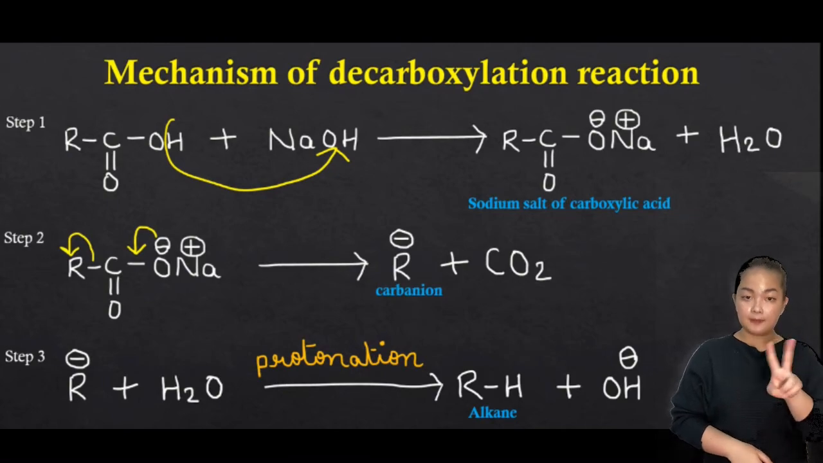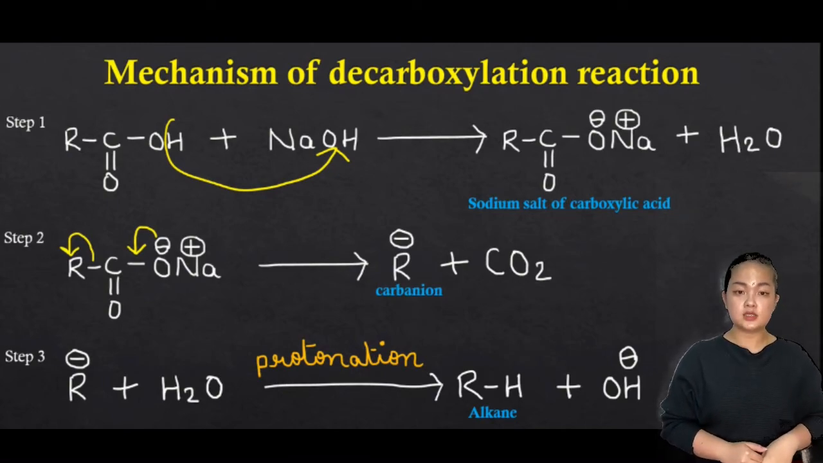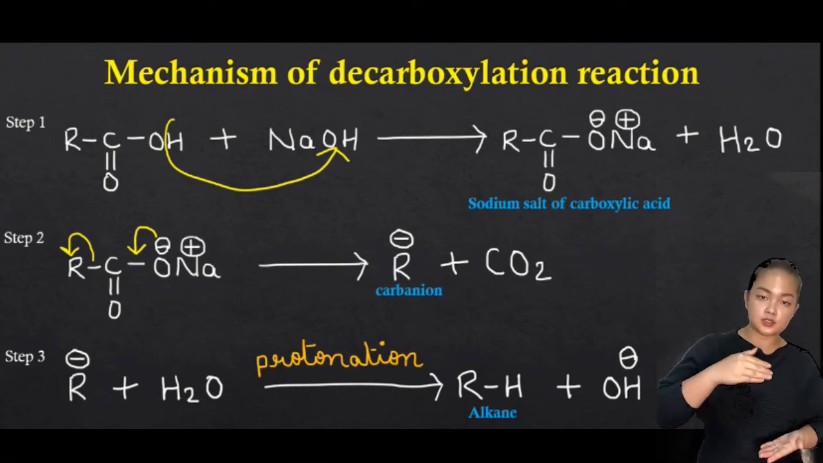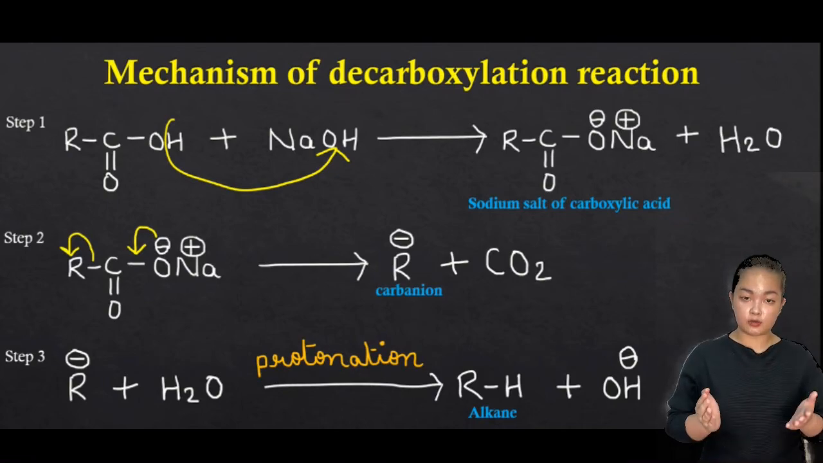In the second step, a negative charge from oxygen is moved in between the carbon-oxygen bond, so the bond between the alkyl group and the carbon breaks. CO2, which is carbon dioxide, will be liberated in this step. And the third step takes place with the help of H2O, which is water generated in the first step. It breaks to give a proton ion that combines with an alkyl group to give an alkane.